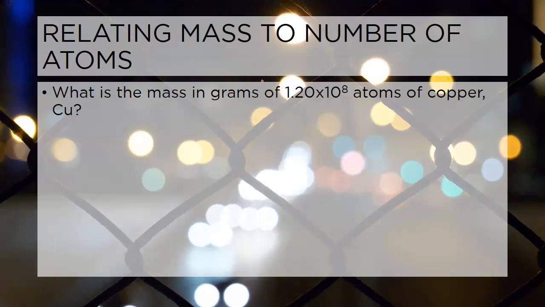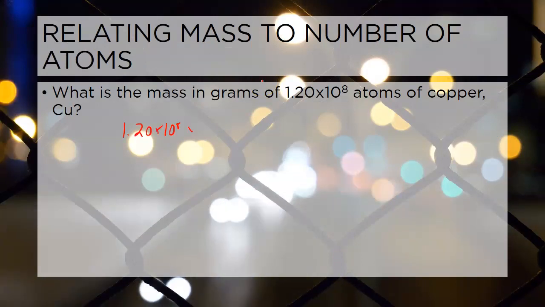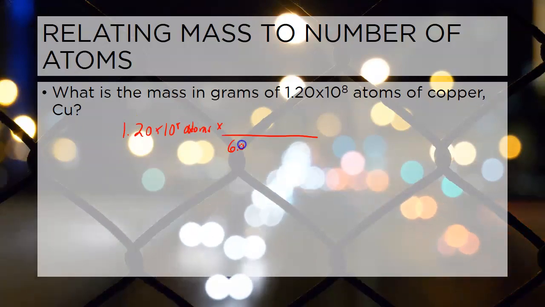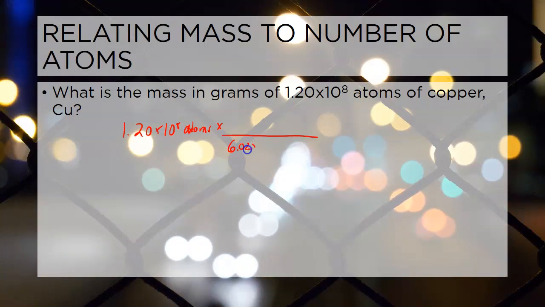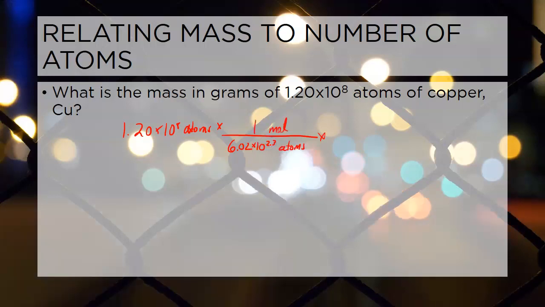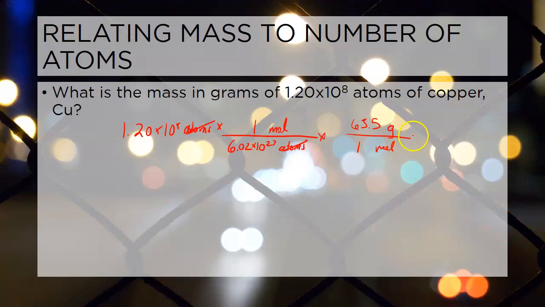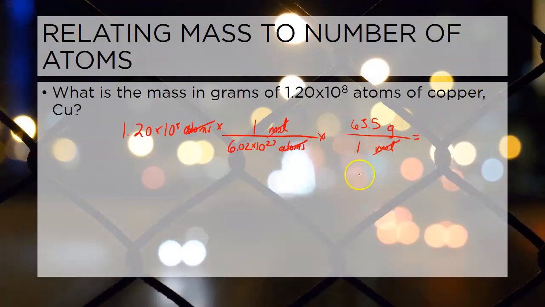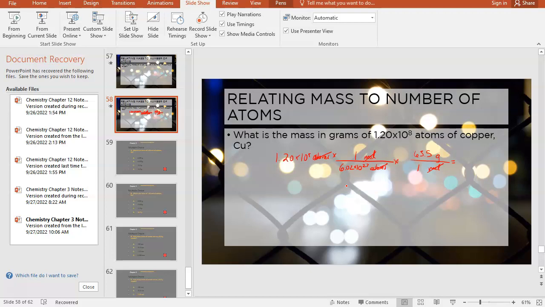So 1.20 times 10 to the 8th, I should write atoms. We're going to divide by Avogadro's number, 6.02 times 10 to the 23rd atoms in a mole. And we're going to multiply by grams per mole of copper. We already said it's 63.5. That's from the periodic table. And we have a two-step process. So divide by 6.02 times 10 to the 23rd, multiply by 63.5.